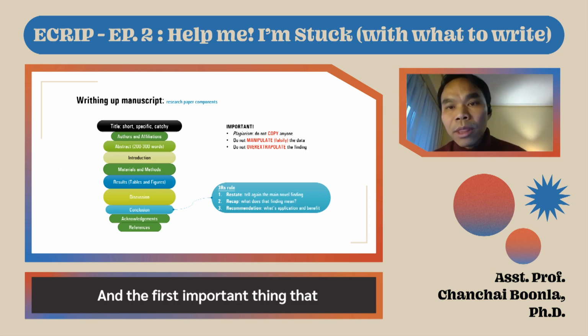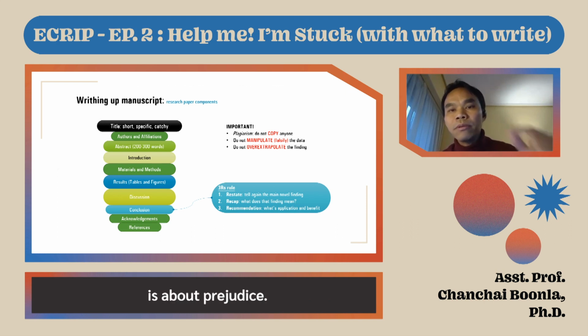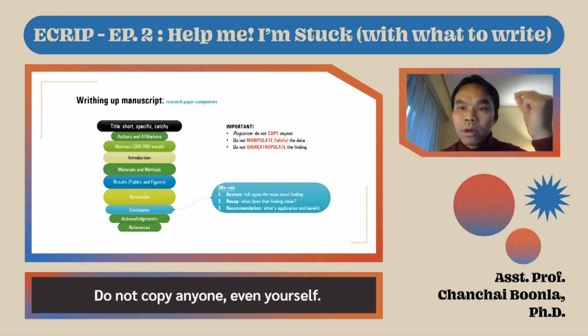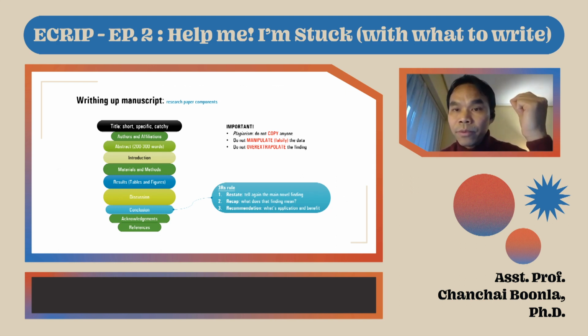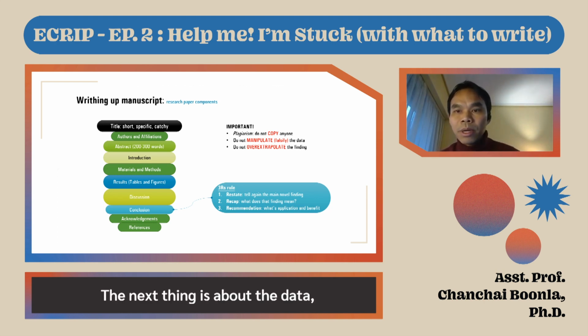And the important things that I would like to highlight about writing up the manuscript or paper: the first thing is about plagiarism. Do not copy anyone, even yourself. You have to write everything on your own, in your own way. Don't make copies. The next thing is about the data or the findings. You have to be honest and present the real data. Don't falsify, don't make up the data. Don't manipulate the data at all.